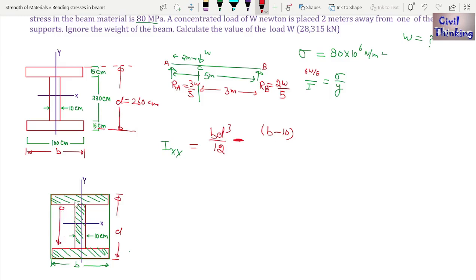From here to here, right? Now from this diagram you will see this is the depth, this is 230, so it is going to be 230 cube divided by 12, right? Now what is the value of b? It is 100 multiplied by d cube. What is d cube? D is 260, right? 260 cube divided by 12.